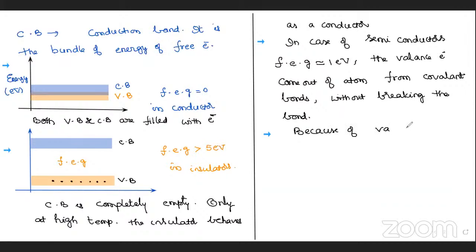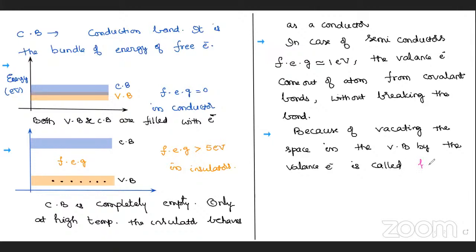Because of vacating the space in the valence band by who? The valence electron. Means all the story is roaming around valence. In the valence band by the valence electron. Now I am calling it as is called. Now you are getting the word, Mr. Bhargav, your famous word. That's why I'm changing it to the pink color. It is called the hole. Yes, sir. Now you can ask if you want, who is this hole?